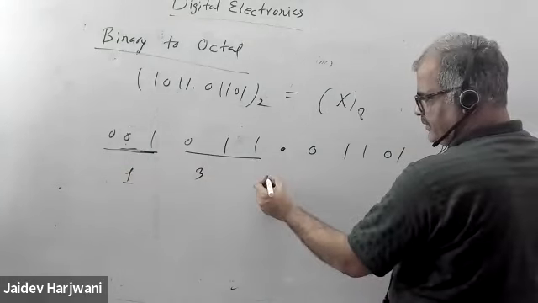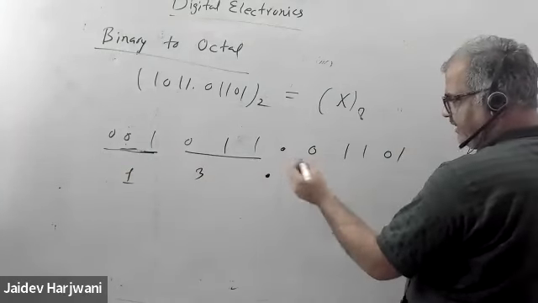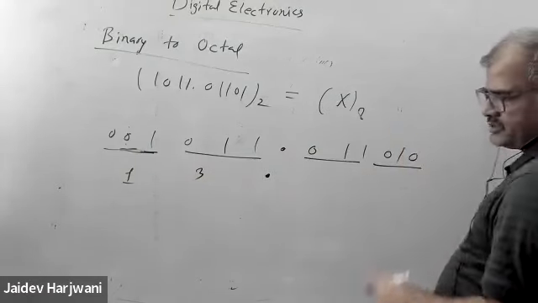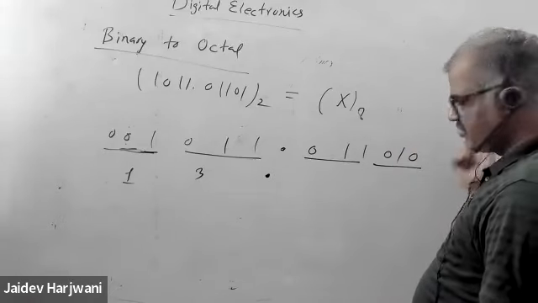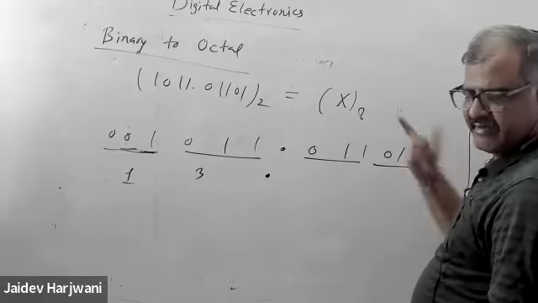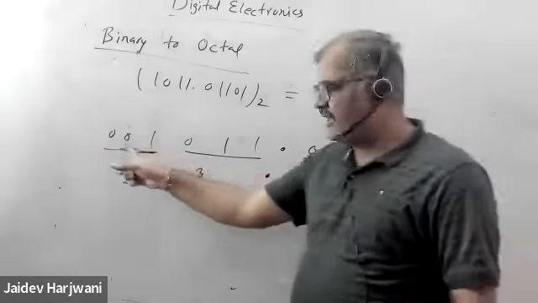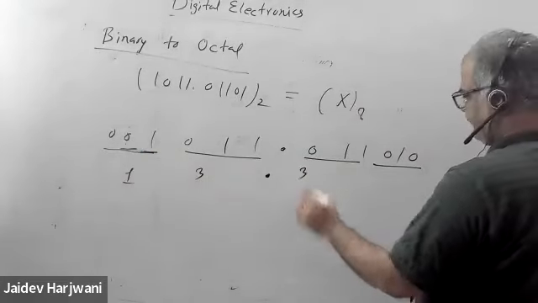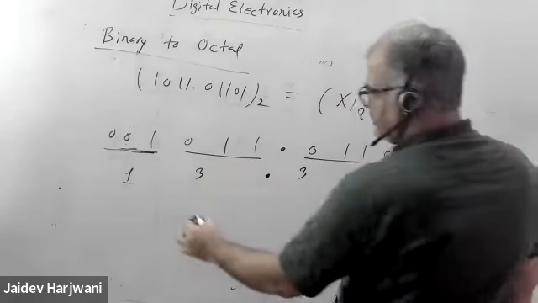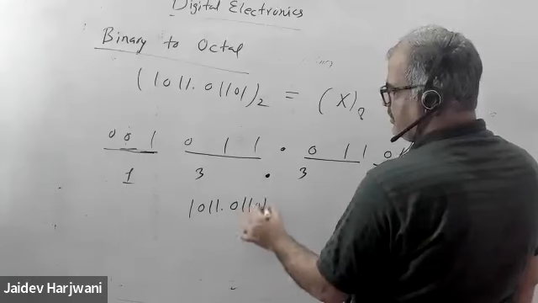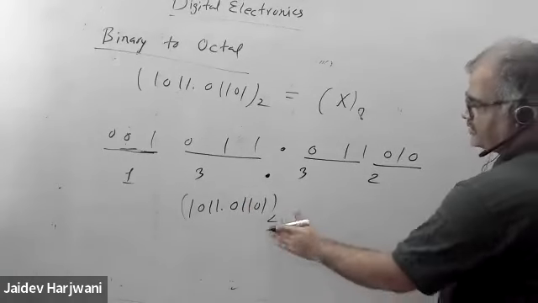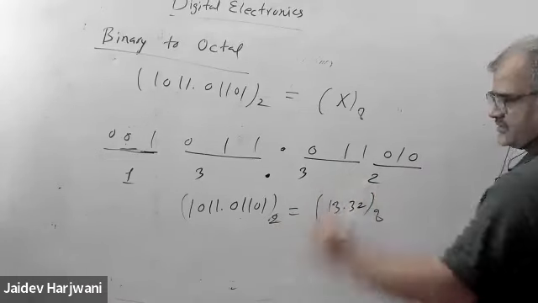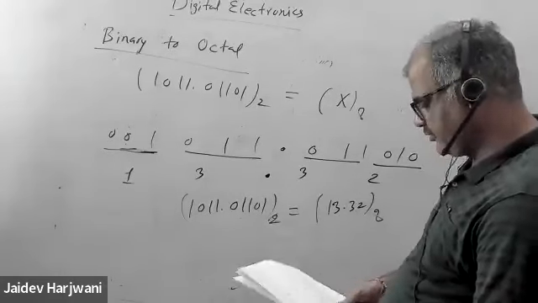Again, you put the point here. You start making pairs from here. This is one pair, and this is only 2 digits, so you can put an extra 0 here. On the fractional part, the right side, you can put 0. That will not affect anything. Similarly, on the left side you can put an extra 0. Now this 0, 1, 1 is your 3 and this is your 2. So if I want to write the octal number, it becomes 13.32 in the octal number system. This is equivalent to 13.32.